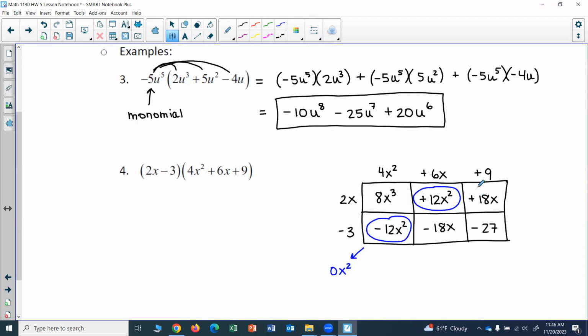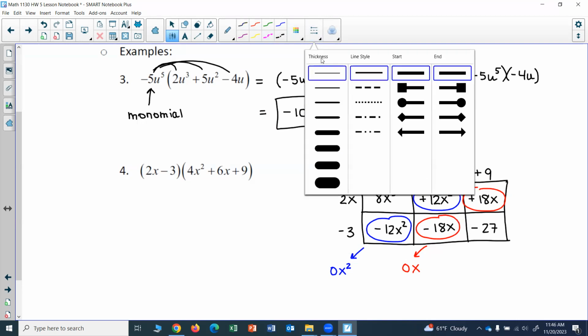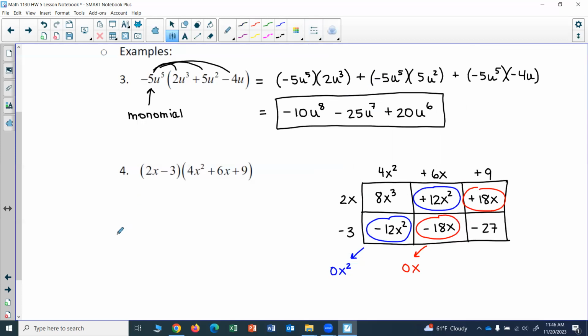Now my other like terms, I have plus 18x minus 18x. When I combine those, 18 minus 18 gives me 0x. So in this case, combining my like terms actually canceled them out. So what I'm left with is just the 8x cubed minus 27. That would be my final answer.